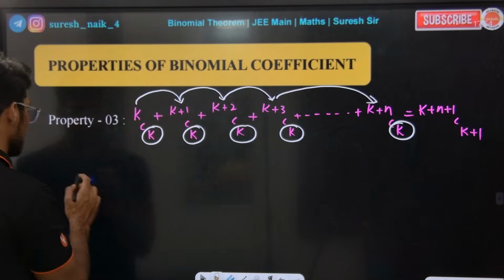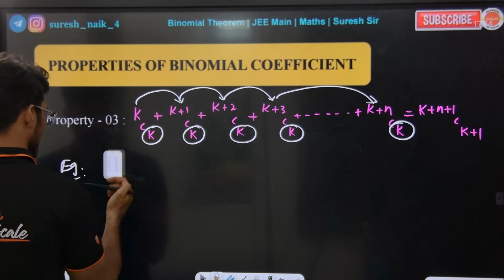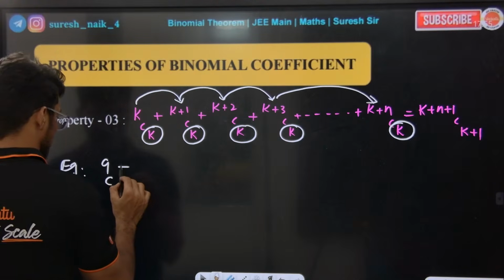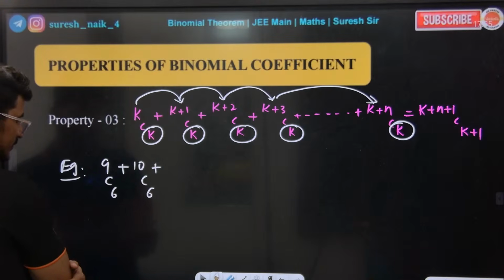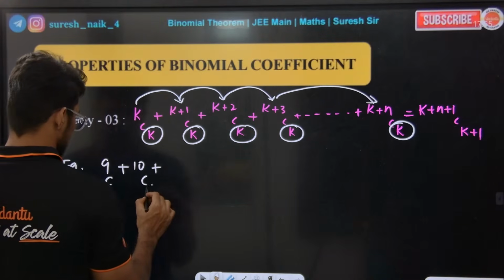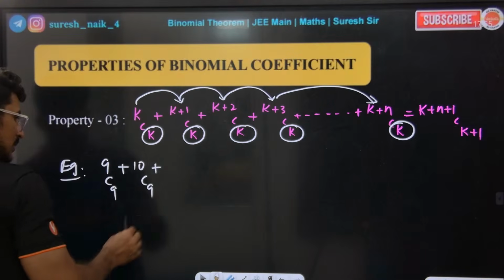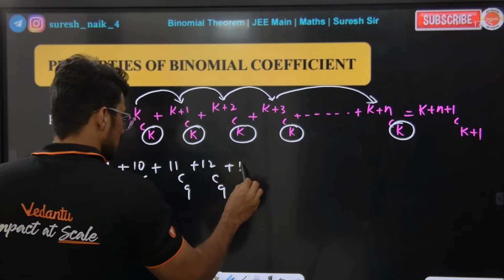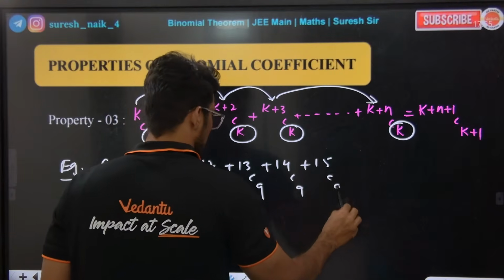This is the answer. If you look at an example, let's say any example. 9C9, 10C9, 11C9, 12C9, 13C9, 14C9, 15C9. I'll just stop here.